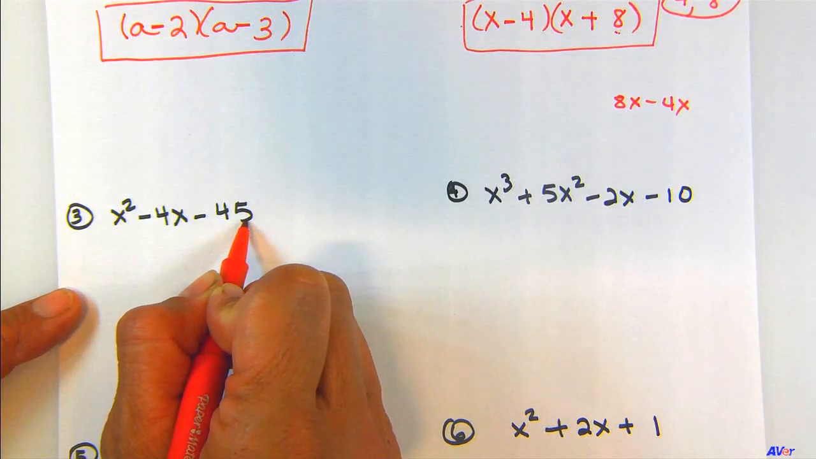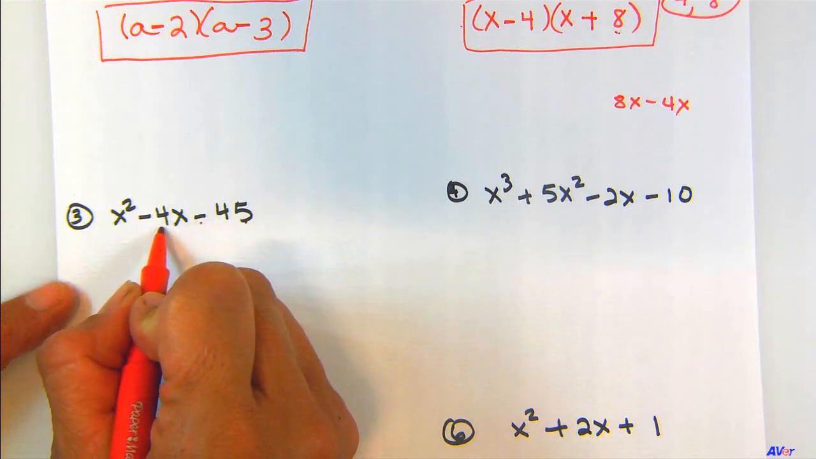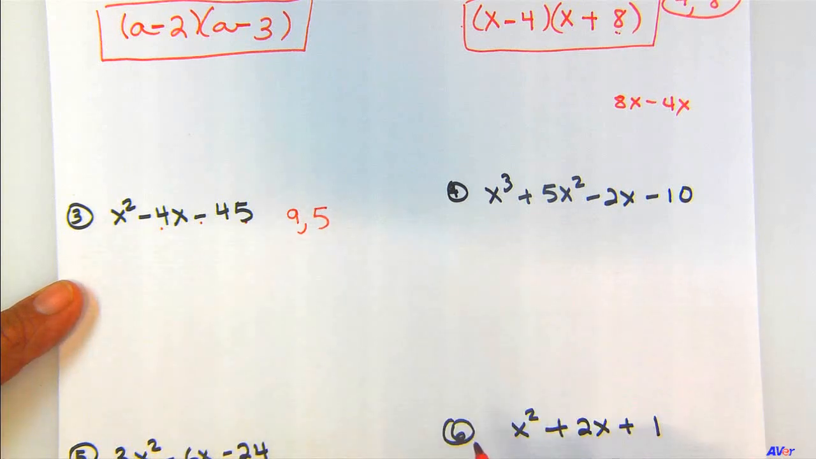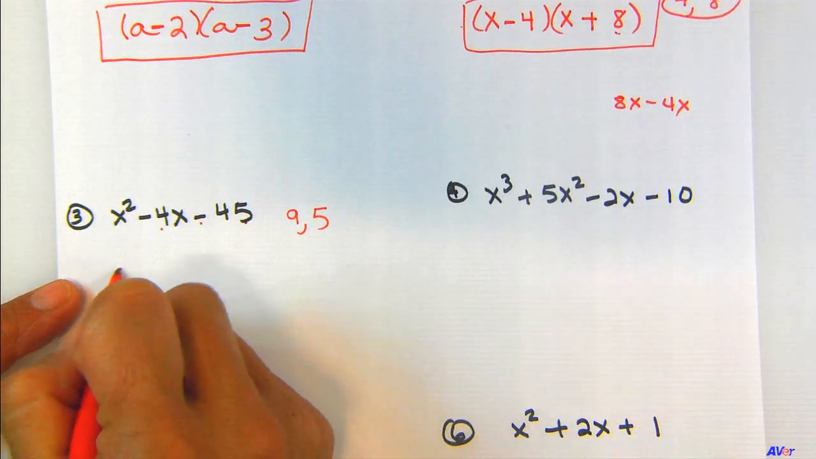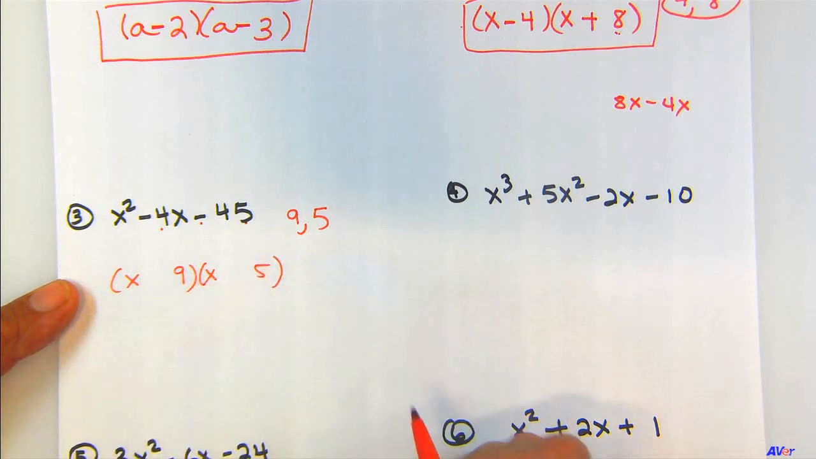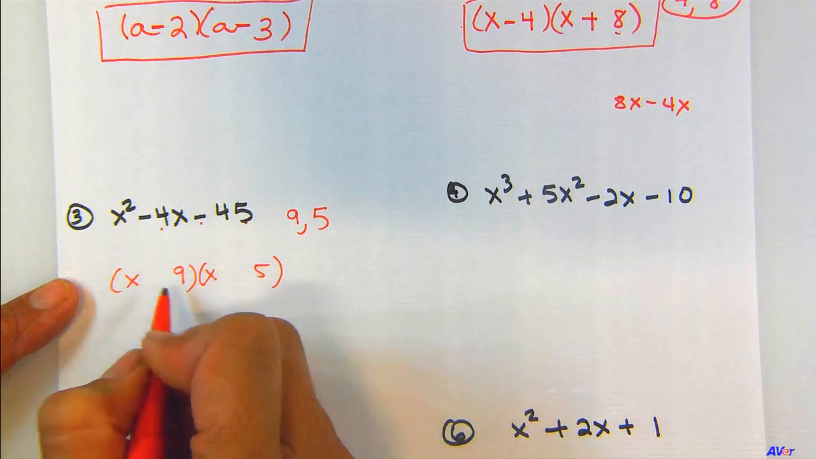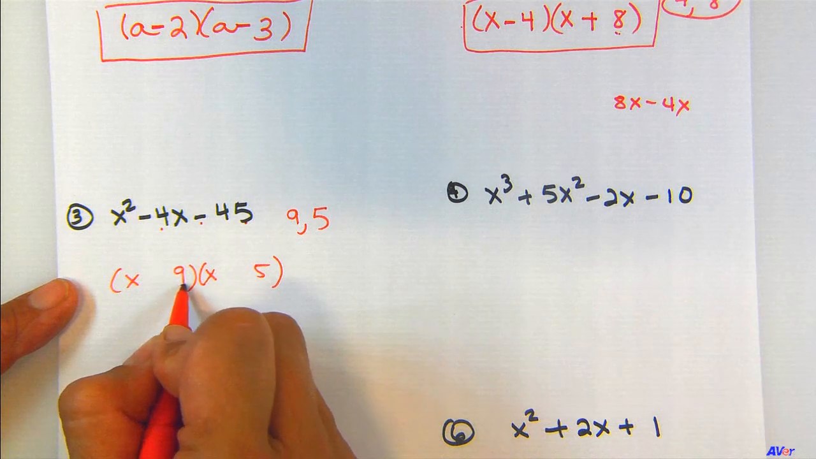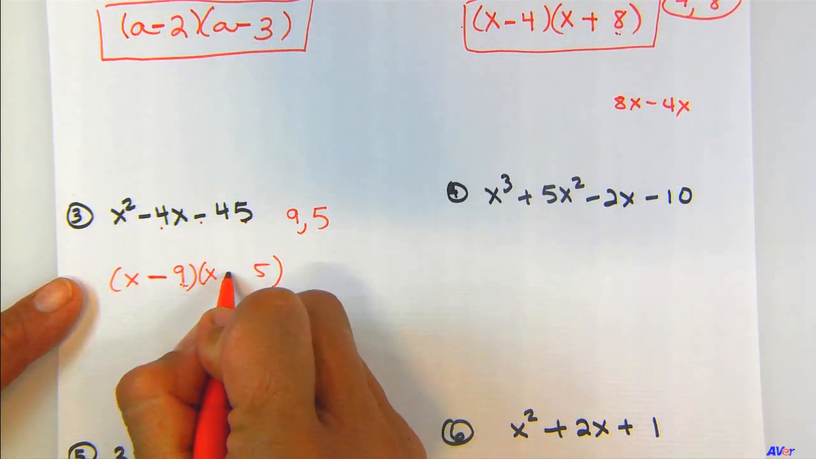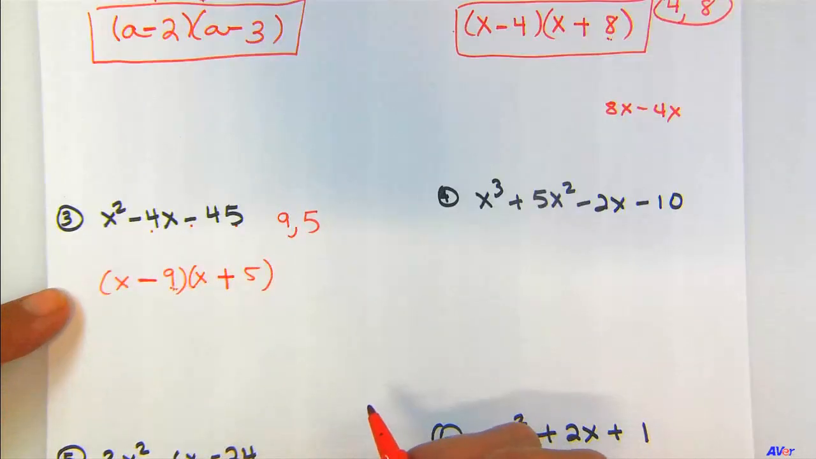Multiply to 45, subtract to give 4. Right, 9 and 5. We'll do that. X and 9, and an X and a 5. Right? The 9 is the bigger, and it needs to win, right? So negative 9, positive 5.